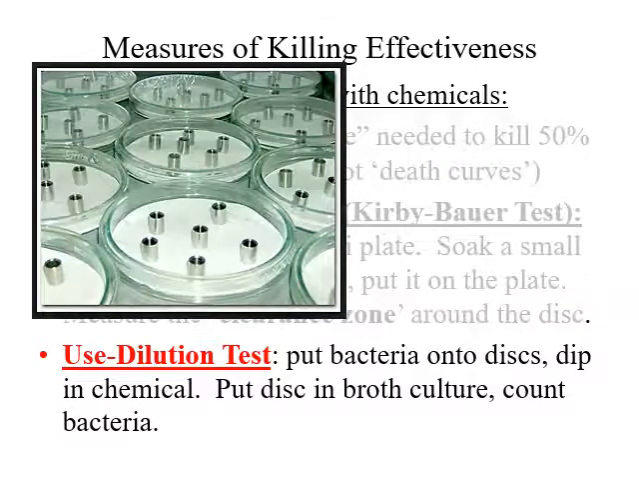So the use dilution test, you dip some discs into bacteria and then you dry them out. So these metal rings are covered with bacteria, and then you dip them into a chemical, and then you take the disc that you dipped into that chemical, and then you put it into a flask of LB medium, and then you look to see if anything grows. And that's sort of a pass-fail method of measuring whether a chemical works to kill microbes.